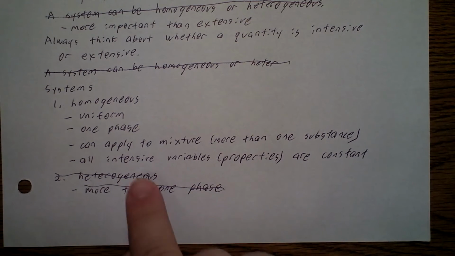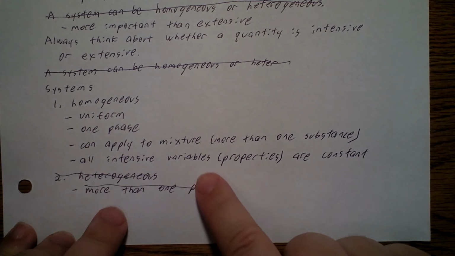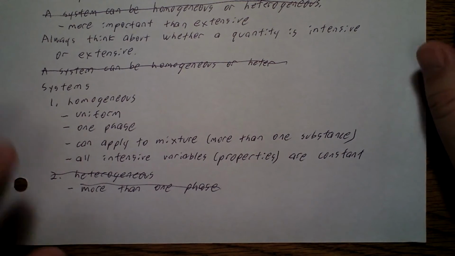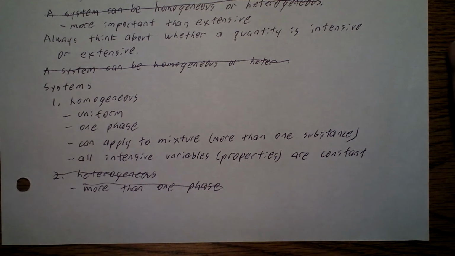And what's most important, though, about a homogeneous system, all your intensive variables or all your intensive properties are constant. If you've got one big bucket of water, it's homogeneous, then the temperature is the same throughout, the pressure is the same throughout, density is the same throughout, etc. This is very important. We'll mostly be talking about homogeneous systems, especially in thermodynamics.